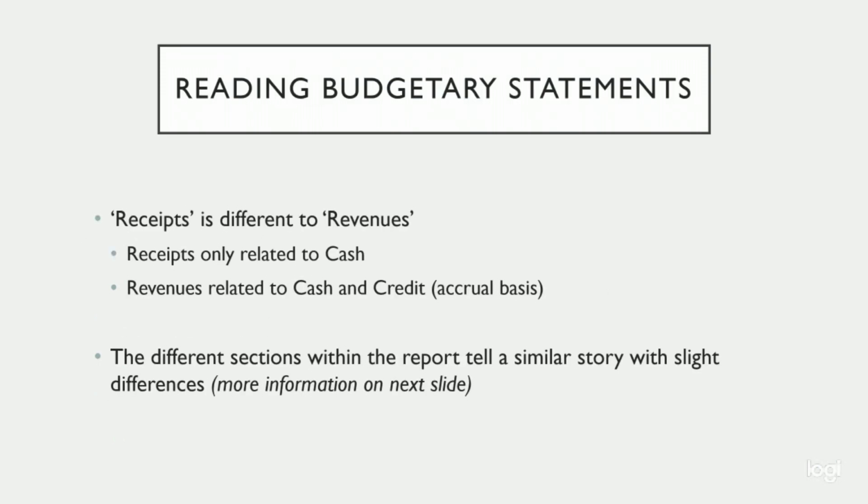Now, before we look at the actual budgets, it's important that we review the differences between the words receipts and revenues. Anytime we're looking at the word receipts, it only relates to cash, and cash transactions are more related to short-term payments, payments that are within a 12-month period. Now, revenues is different, and for those that study accounting, you should know what the accrual basis means. Revenues include cash transactions, but also credit transactions.